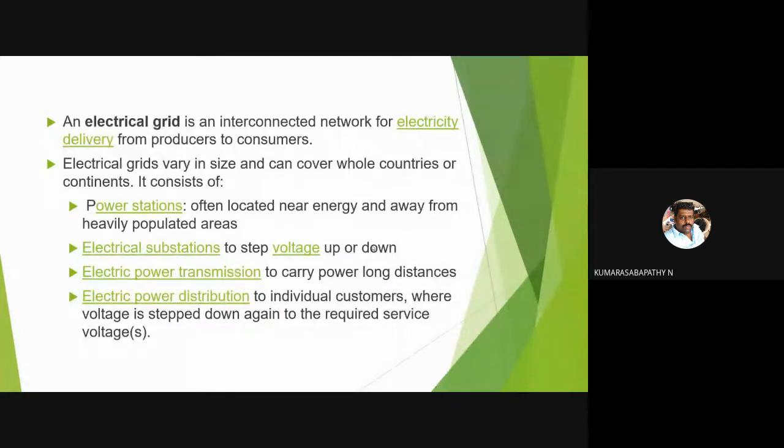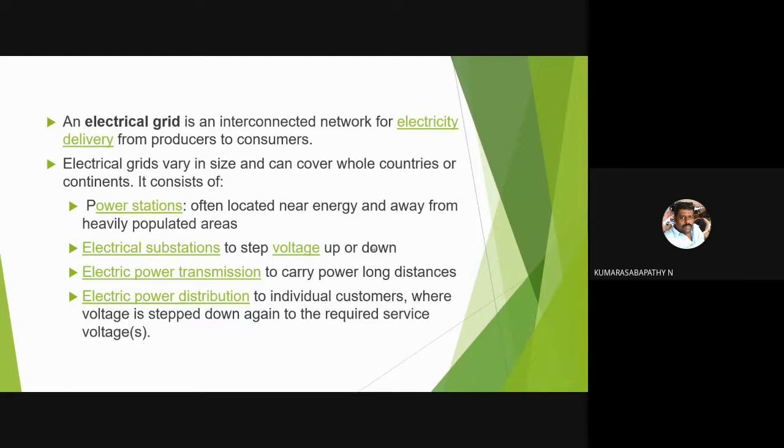Coming to the grid in general, an electrical grid is an interconnected network of electricity which is delivered from your producers to your consumers. Producers are your generating stations, and consumers are your loads. Wherever the electrical appliances consume the power, those are your consumers. The consumers will be industrial loads, commercial loads, as well as home usage.